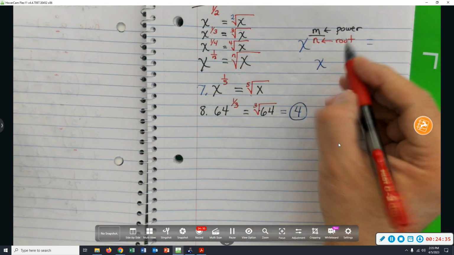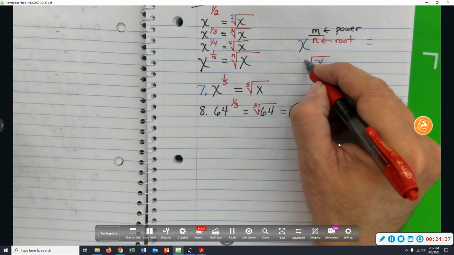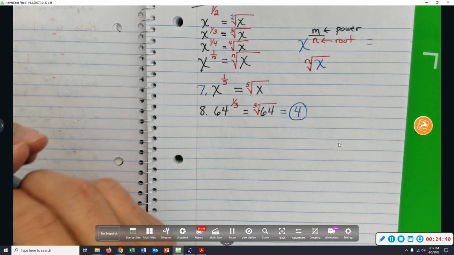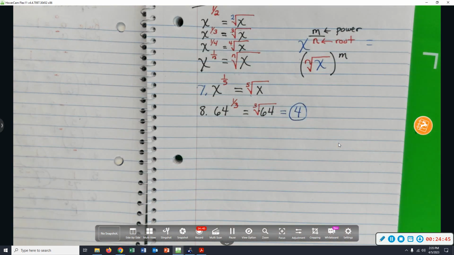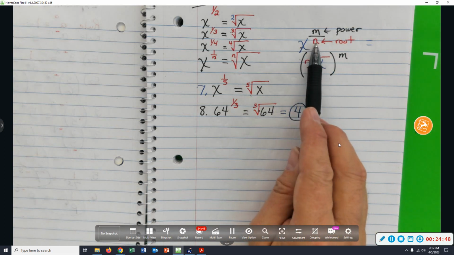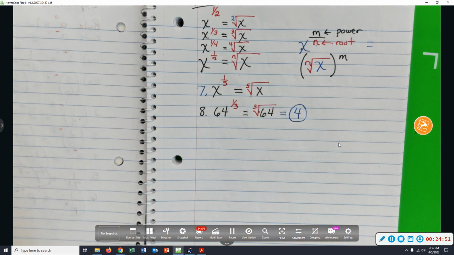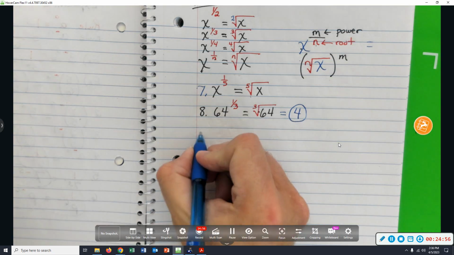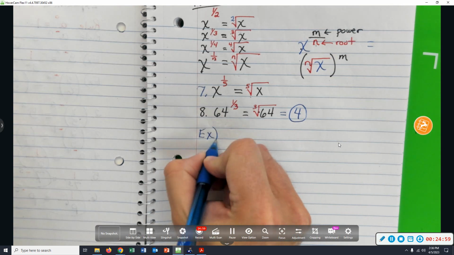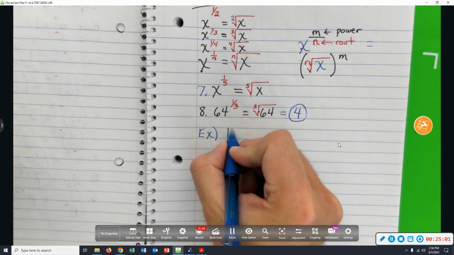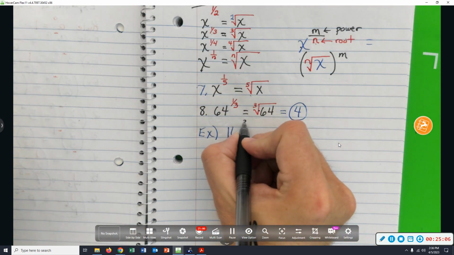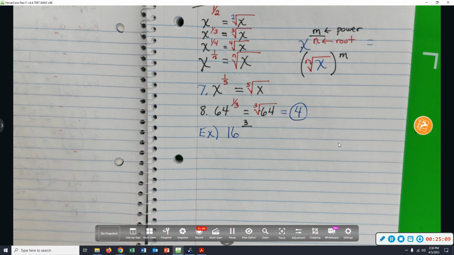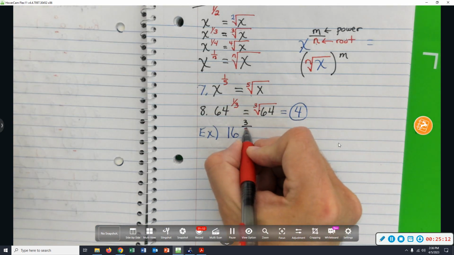If you have an m over n, you take the root and then raise it to that top power. X to the m over n. For instance, I'm going to make up one before we do number 9, because number 9 has some pretty big numbers. Suppose we had 16 to the 3/2 power. I'm making up one with a smaller number than what we're going to see on number 9, just to make sure y'all see the pattern.